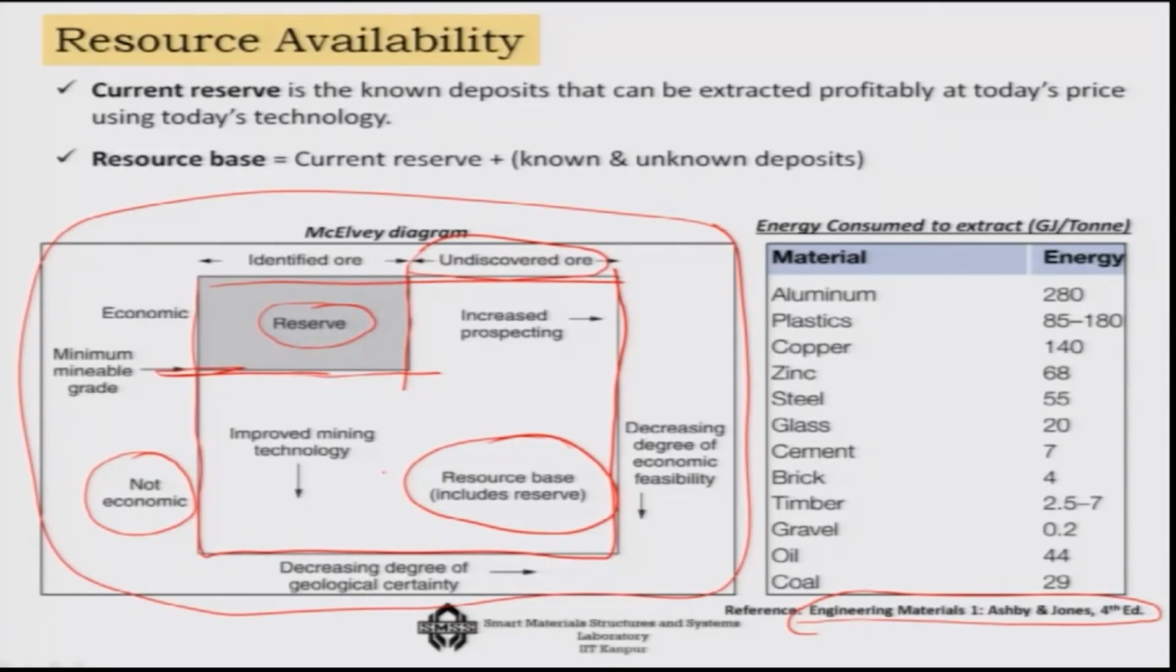For example, another important point is why some things are not economic. If you consider aluminum, it takes about 280 gigajoule per ton, plastics 85 to 180 gigajoule per ton. So, these are all high energy consuming, copper 140. So, even if you find it, it may not be economically feasible to use such a material. Hence, even though you have the resource, you may not be able to consider it as your reserve, because it is not profitable at that particular point of time.